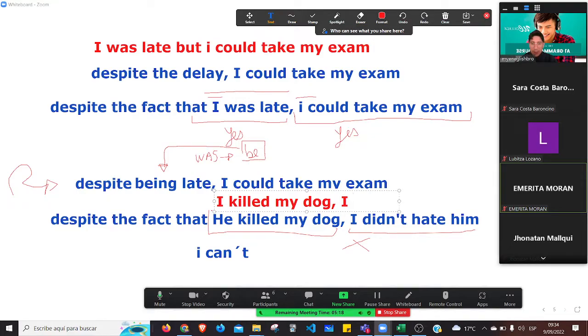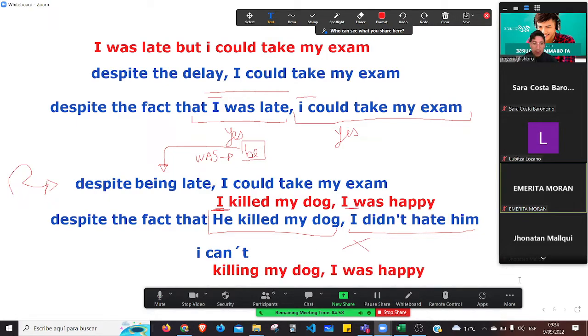A pesar de haber matado, a pesar de que maté a mi perro, I was happy. That's so weird. En este caso, se trata del mismo sujeto, ¿no? Yes. So, despite killing my dog, I was happy. You get it? The same subject. ¿Se entendió? Okay, teacher. When it's the same subject, you can do that. I would put ing. Yes. The ing form. Because the base form of kill is like kill, right? So you need to add ing.